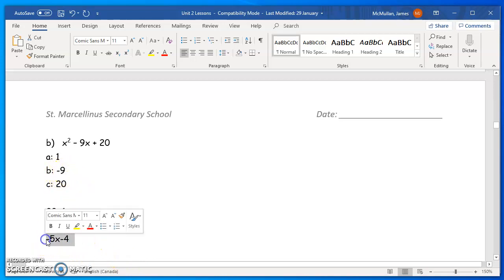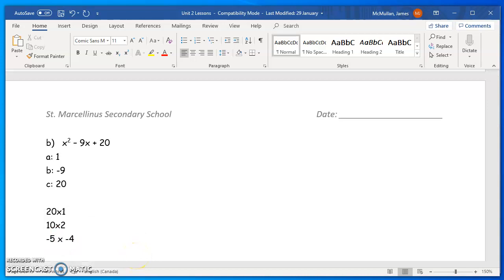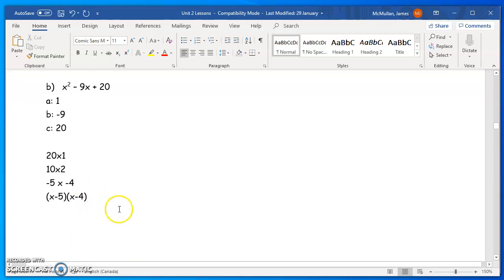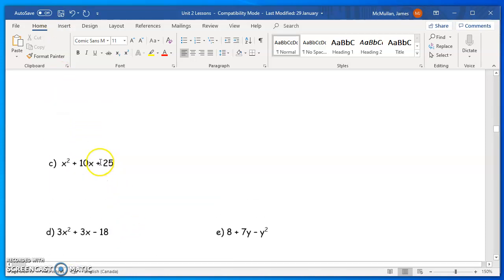So the numbers that I need are these ones, right? -5 and -4. To write my answer, x minus 5, x minus 4, right? And remember, if you're not sure if what you did is right, you just FOIL it, and you can easily check. You'd have x squared, then a minus 5x, then a minus 4x, and then a plus 20, and of course that's x squared minus 9x plus 20, which was our original question, right? You should be able to go back to your question if you've done it right.